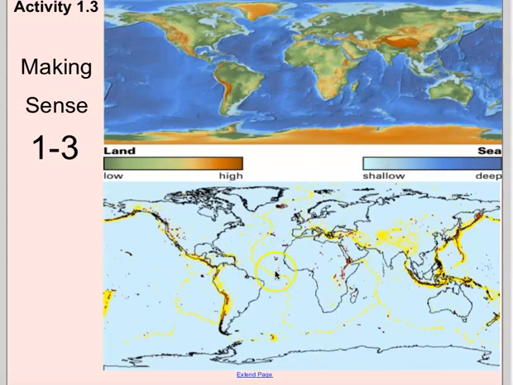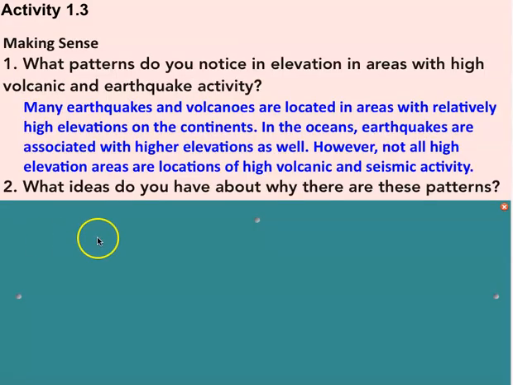And when we look, there seems to be a lot of earthquakes there. There's also some volcanoes and red dots in there as well, but there seems to be a lot of earthquakes in there. So a lot of the earthquakes and volcanoes are located in areas with relatively high elevations on the continents. In the oceans, earthquakes are associated with higher elevations as well.